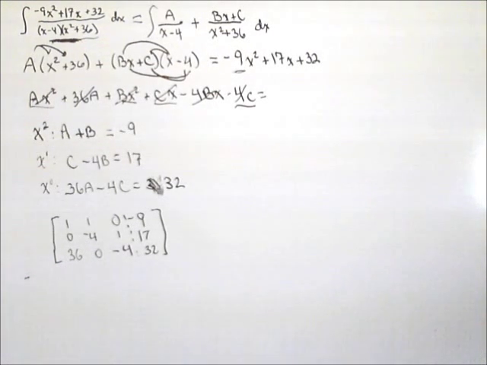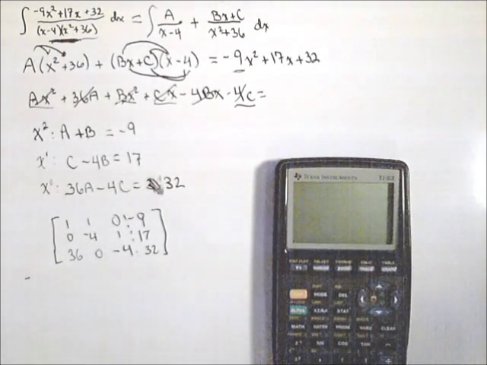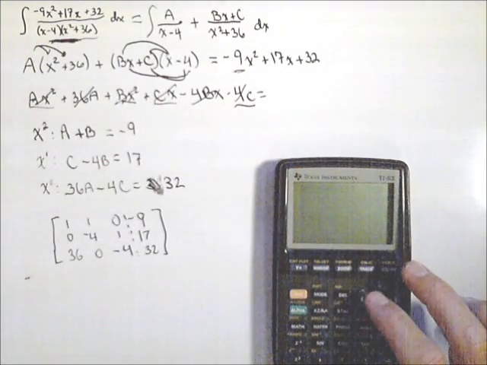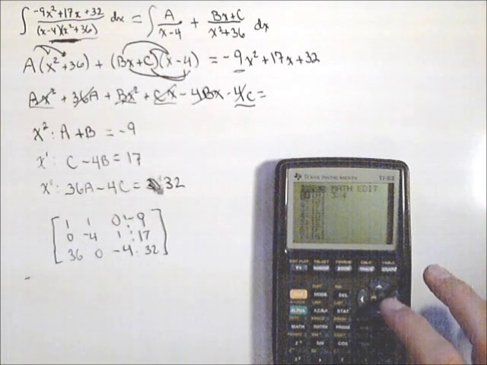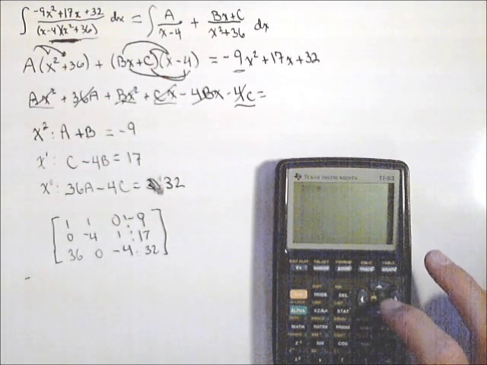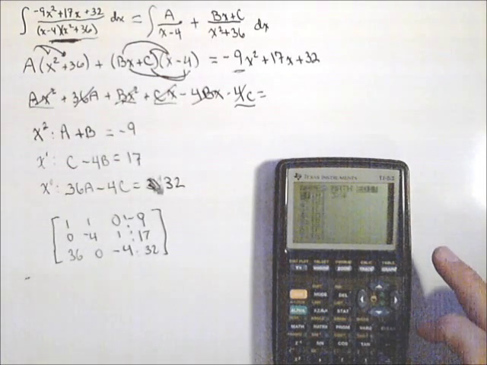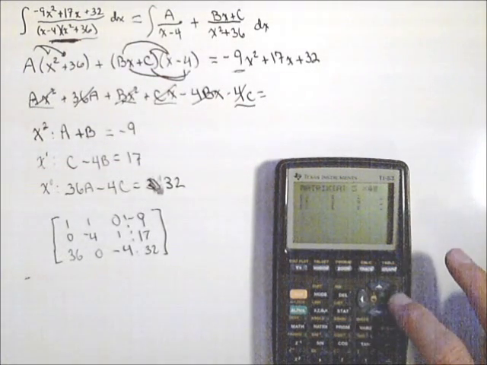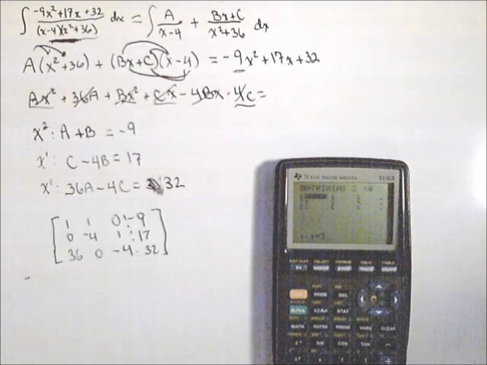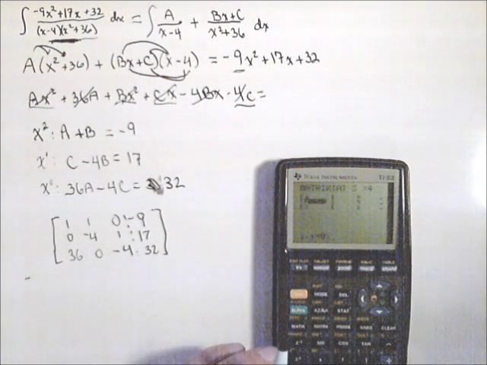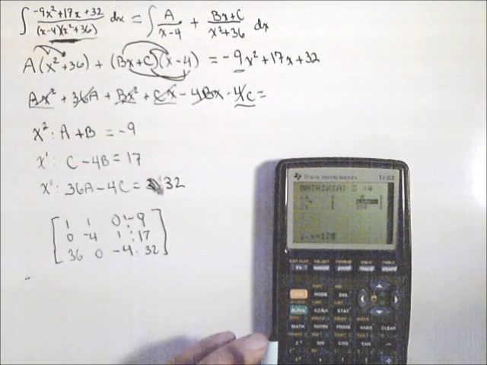And I'm going to show you real quick how that can be calculated with a graphing calculator. So a little bonus here. So first thing we have to do is enter this in as a matrix. A 3 by 4 will work perfect. So if you go to matrix, and I'm going to edit my 3 by 4. Just going to overwrite what I have in here. So 1, 1, 0, negative 9. 0, negative 4, 1, and 17.